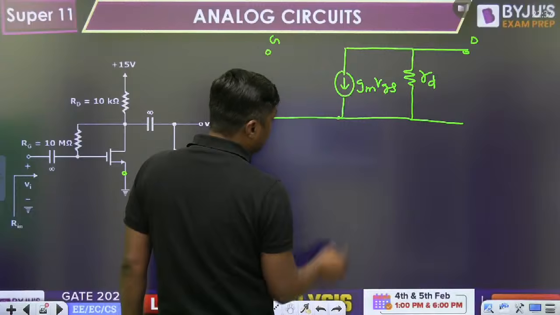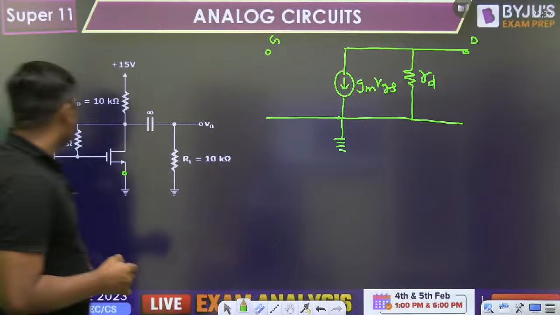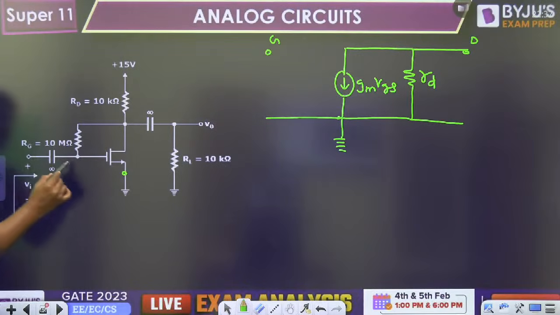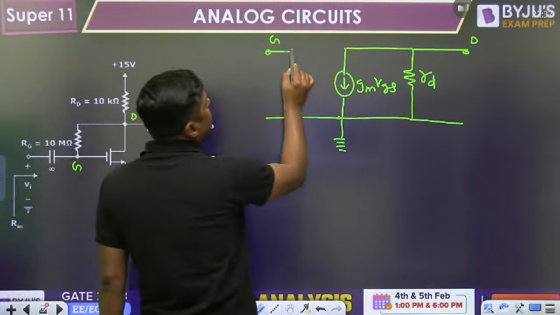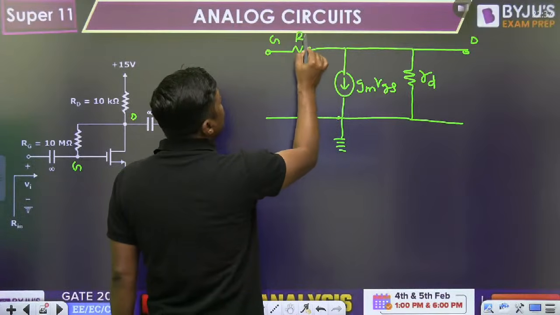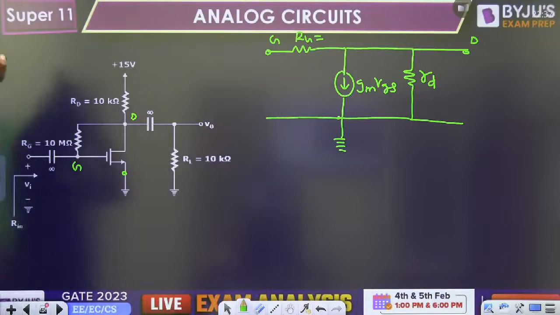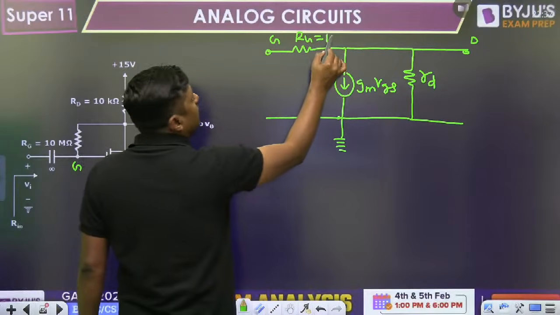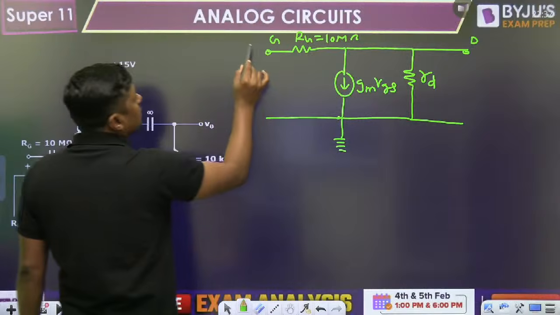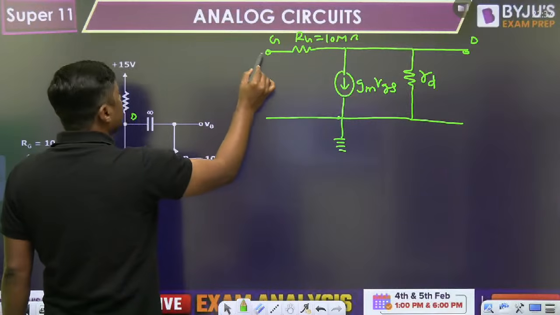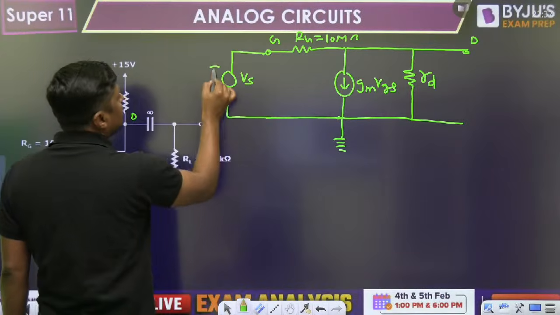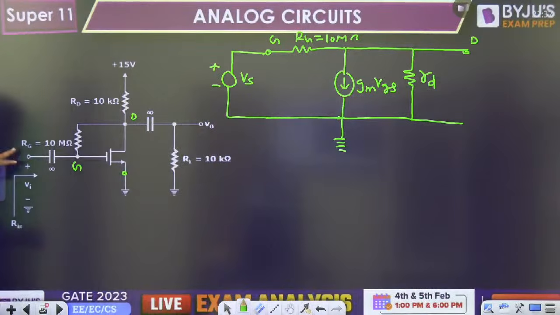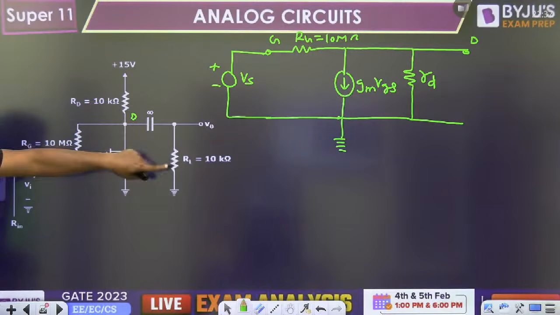RG is connected between the gate and the drain, and its value is very, very high. What is the value? 10 mega ohm. Now here the input is connected. This capacitor will act as a short circuit, and that is why the input is connected here. So the gate terminal input is connected here. From drain to ground, 10 kilo ohm RD, and from drain RL is connected.